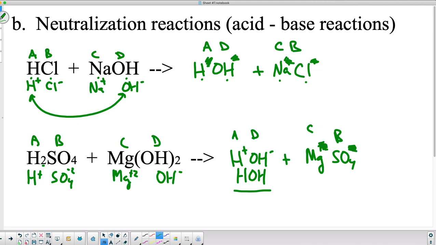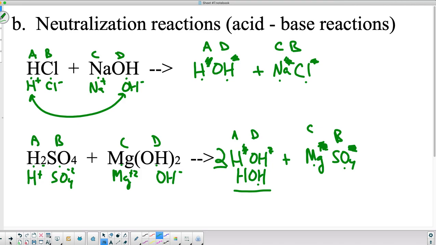So let's go back here. Notice I have 2 hydroxides here. I only have 1 here, so I put a 2 in front of the whole thing, like that. I have 2 hydrogens on the right-hand side, I have 2 on the left-hand side, so that balances. I have 1 SO4 and 1 SO4. If I had more than 1 SO4, you would see parentheses. So I have 1 Mg and 1 Mg. Now I'm balanced just by putting a 2 in front of the H2O on the right-hand side.